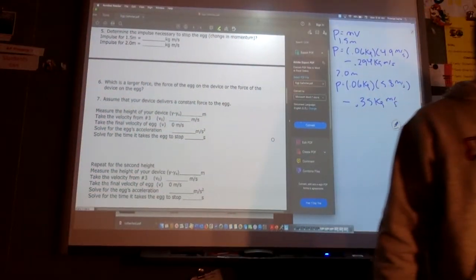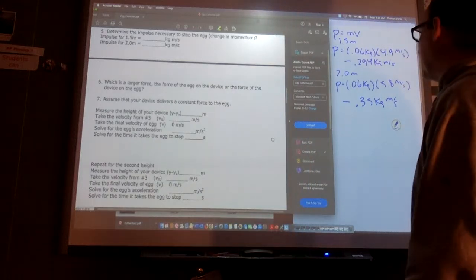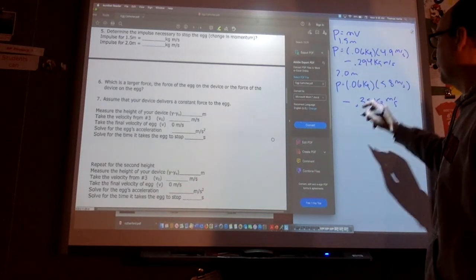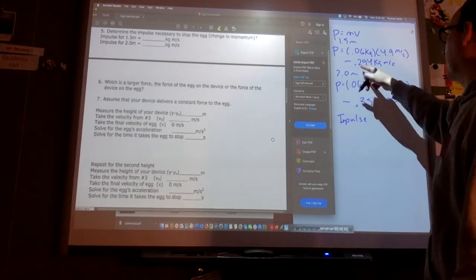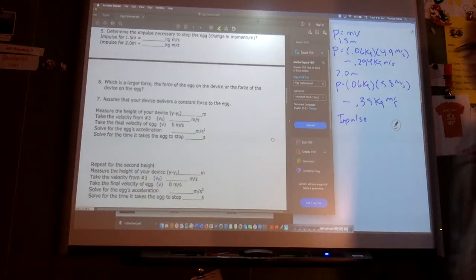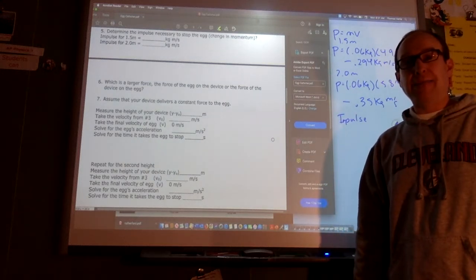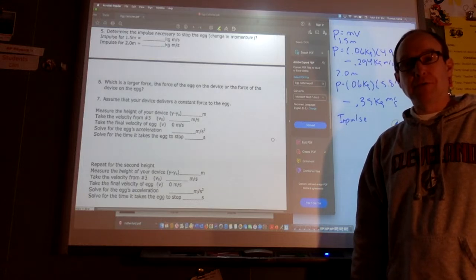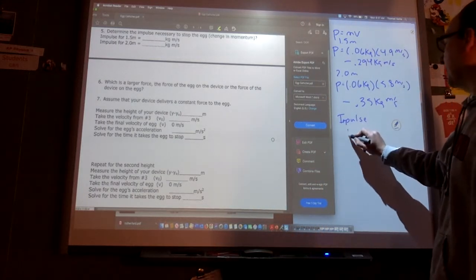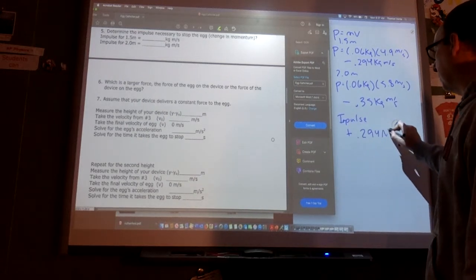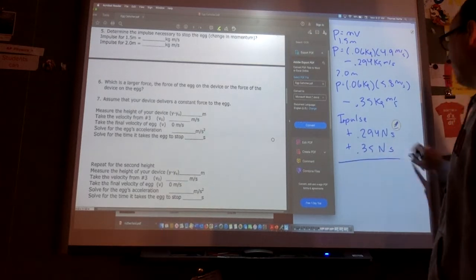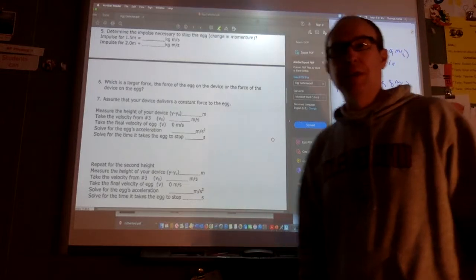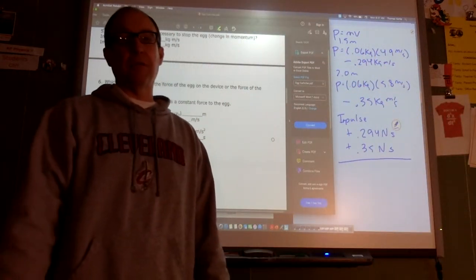All right, so if this is the momentum for each one of them, the impulse is going to be the positive value of this. So if I have negative 0.294 kilogram meters per second that I need to cancel out, I need positive 0.294 Newton seconds of impulse. So it's going to be positive 0.294 and positive 0.35. And very often when we're talking about impulse, we talk about the units in terms of Newton seconds. It's the same as kilogram meters per second.